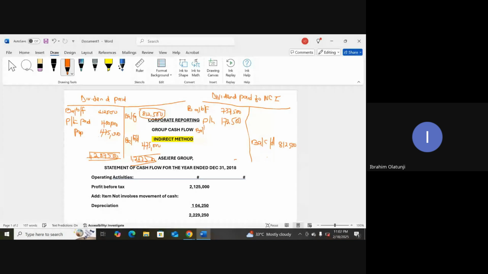Which is the balance brought forward? 34 to 50. Then balance carried down. How much is that? 40,000. Then you can cast and look for the difference. So the difference that you are going to get will be your dividend paid to NCI.